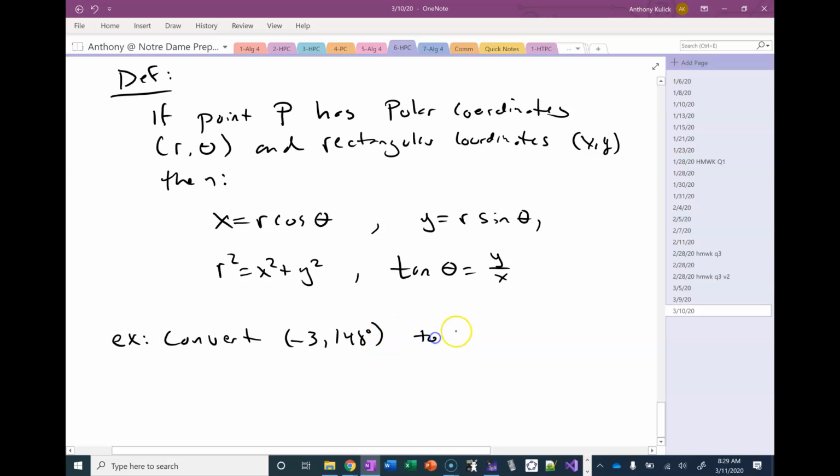At the end of the definition, does that say "but" or is that "then"? Then. Yeah, because it's if-thens.